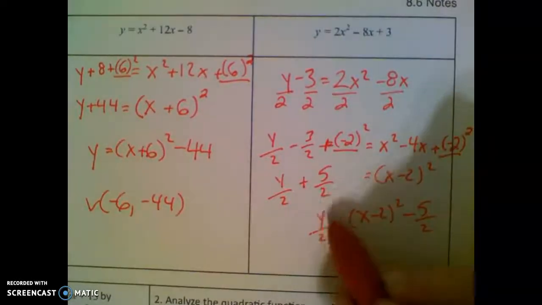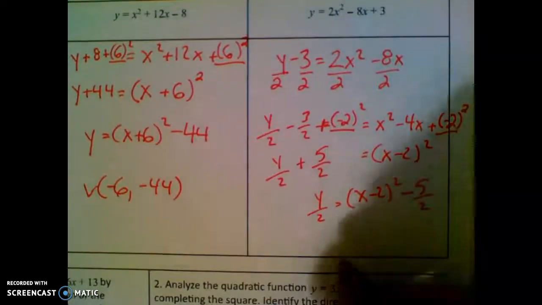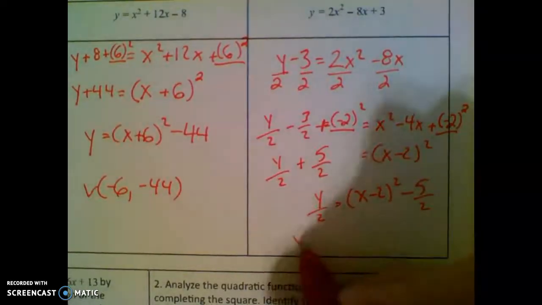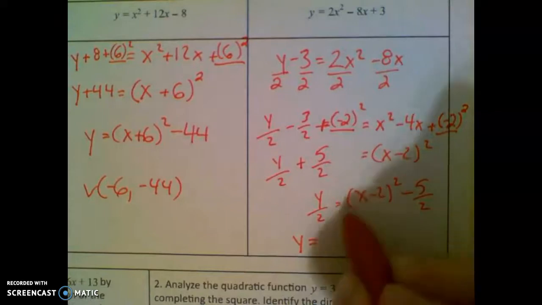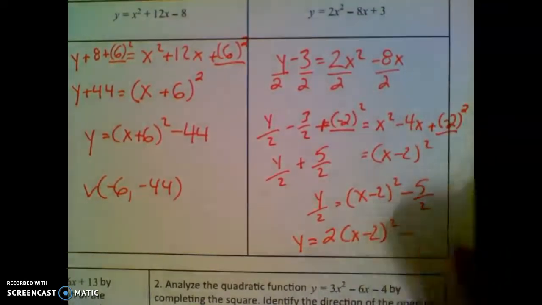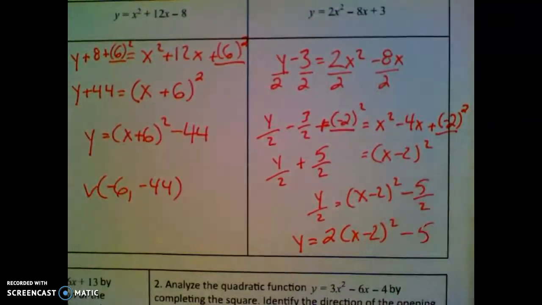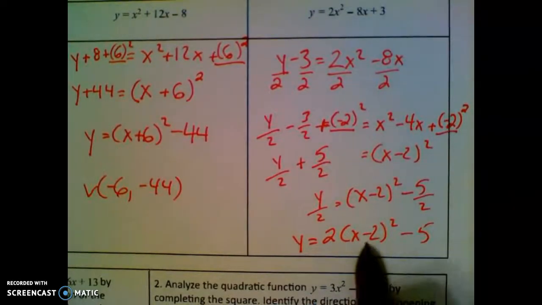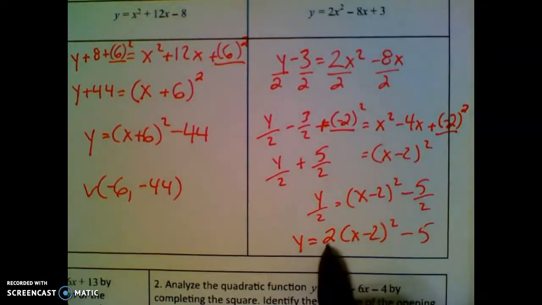And I want to get y by itself, so last step is to multiply by 2. So multiply everything by 2, you're going to get y equals 2 times (x minus 2) squared, and then when you multiply by 2 here, you get a 5. Vertex is positive 2, negative 5. It has an a value of 2, so my 1, 3, 5 pattern would be multiplied by a 2.